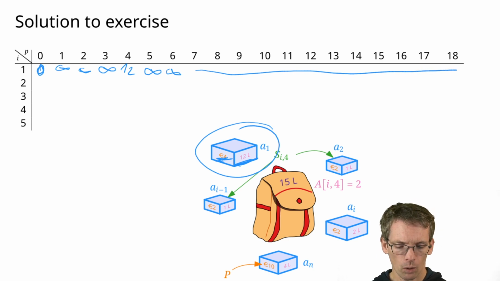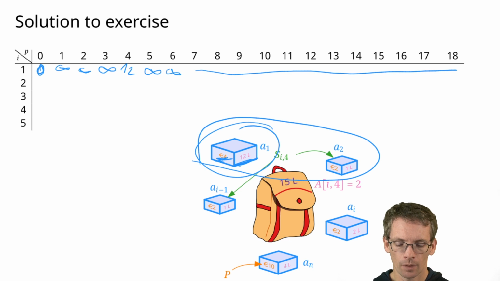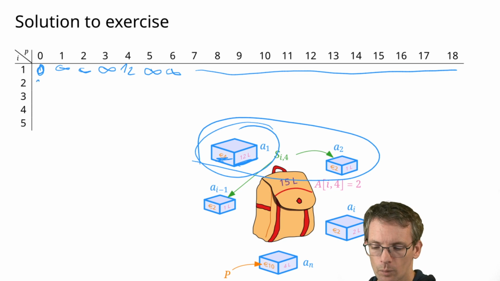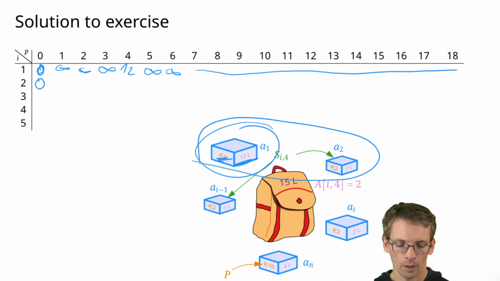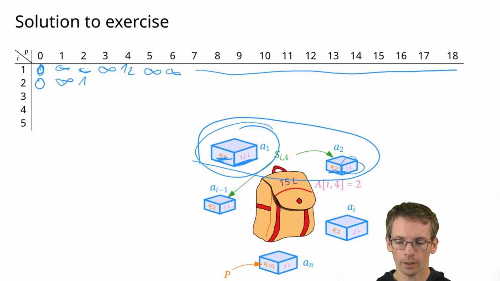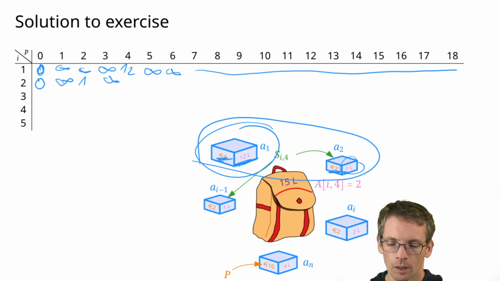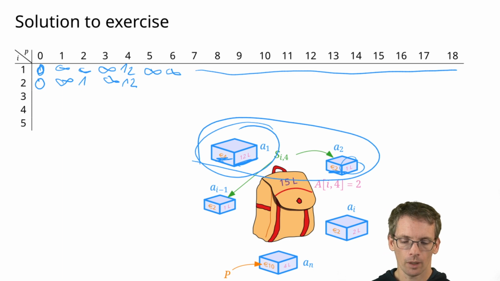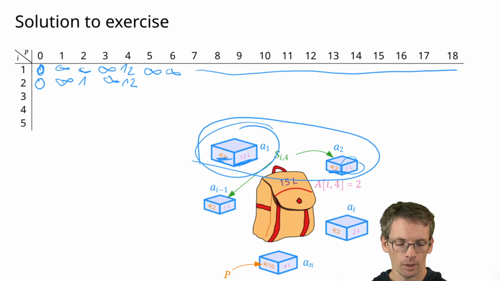Now, if I also include the second element, then I have the option. So first of all, 0, I can again get with 0. And the profit of 2 I now can get with 1. Profit of 1 I still cannot achieve. Now 4 I can still just achieve with A_{1,4}, so I get a 12. But now I can also get 6, namely by taking both elements, both objects, and then the size is 13.